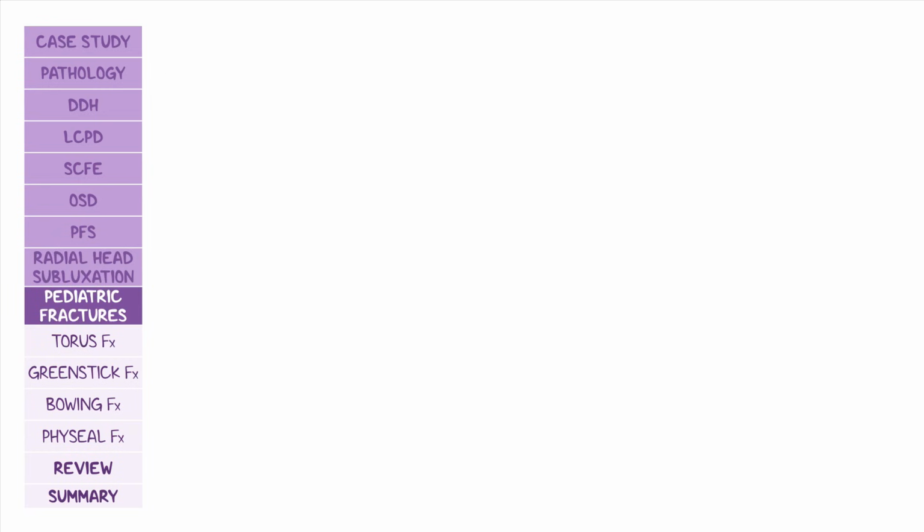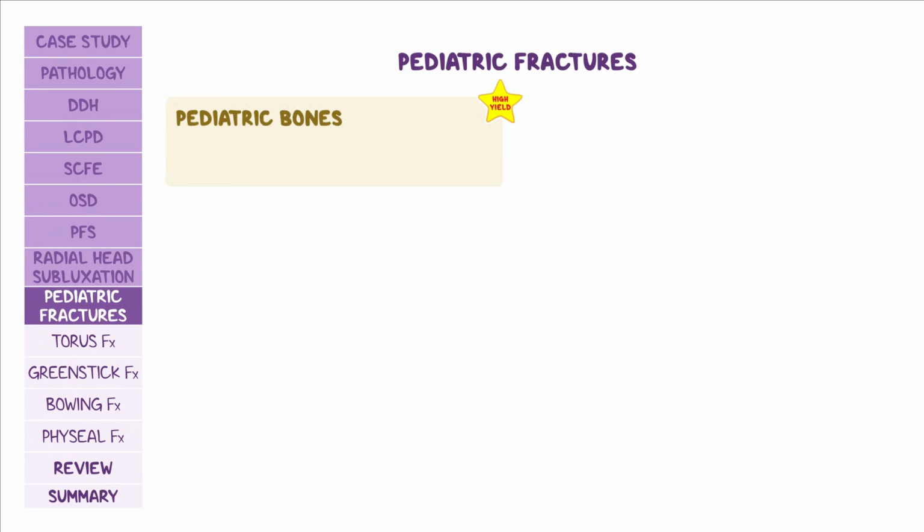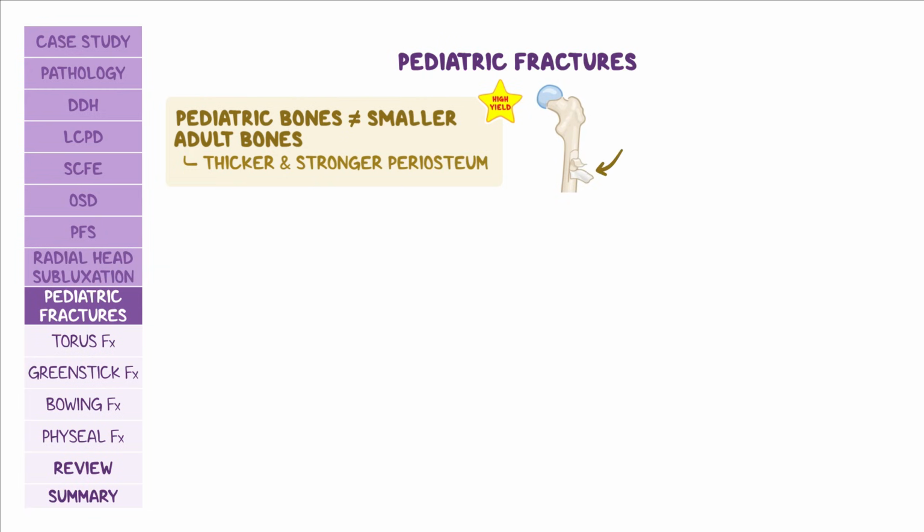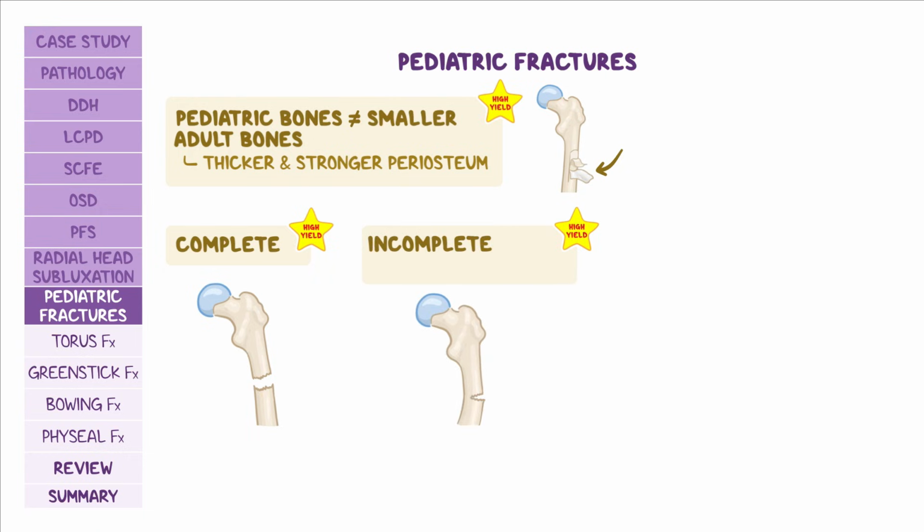Okay, moving on to pediatric bone fractures. What's important to remember is that pediatric bones are not merely smaller versions of adult bones. In fact, they have unique characteristics, such as a thicker and stronger periosteum. Now, pediatric fractures can be classified as complete, where high-energy forces cause the bone to break from side to side, or incomplete, where the bone doesn't break completely and usually only one side of the bone is involved.